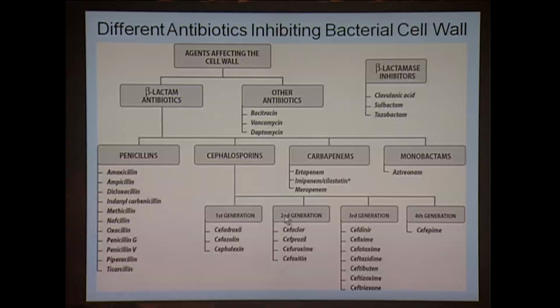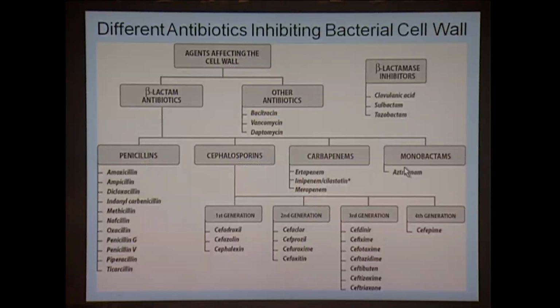Then we have the cephalosporin. Mind you, the cephalosporin is a group of antibiotics having the cepham ring, which is divided into first, second, third and fourth generation. The first generation like cefadroxil or cephalexin, the second generation being cefaclor, the third generation being cefixime, the fourth generation being cefepime.